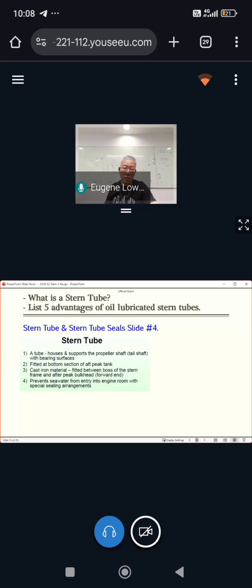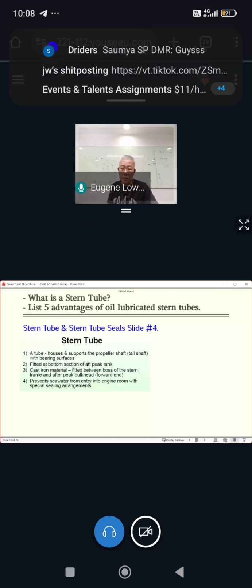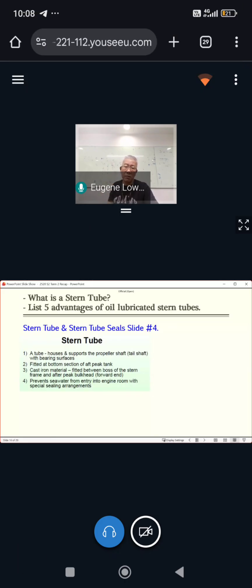So cast iron material is usually used to construct the stern tube, and it is fitted between the boss of the stern frame and the aft peak bulkhead at the forward end of the aft peak, right? So in between you have the stern tube going through. And it prevents seawater from entering the engine room with a special sealing arrangement. That's one of the most important things, right? Because you've got a shaft protruding out of the hull at the stern, water tries to get in. So you have some special sealing arrangement to prevent that.